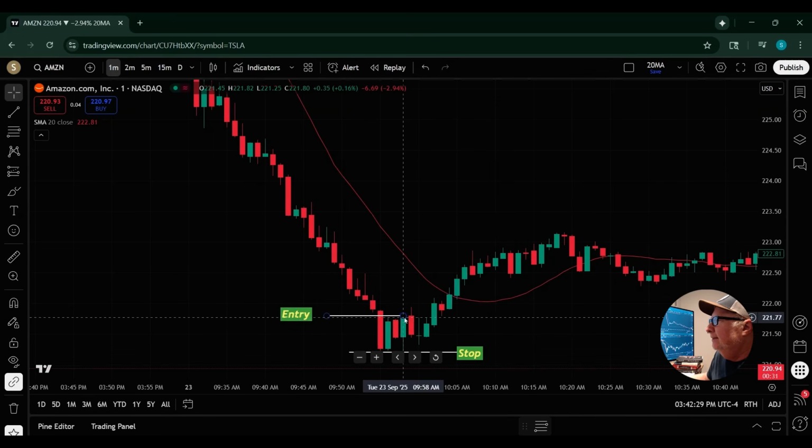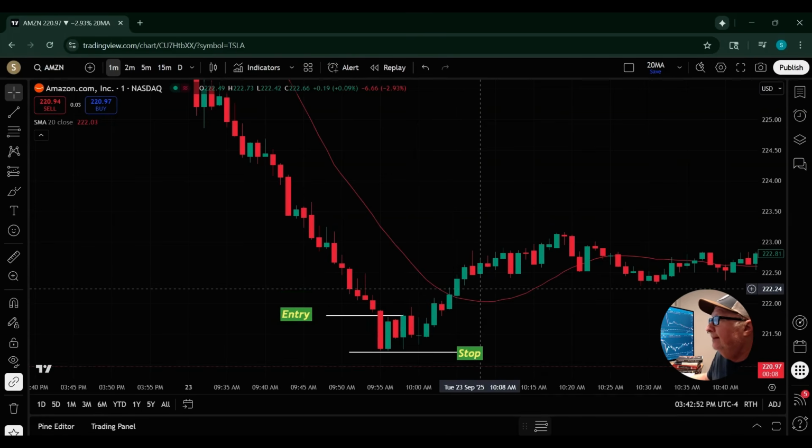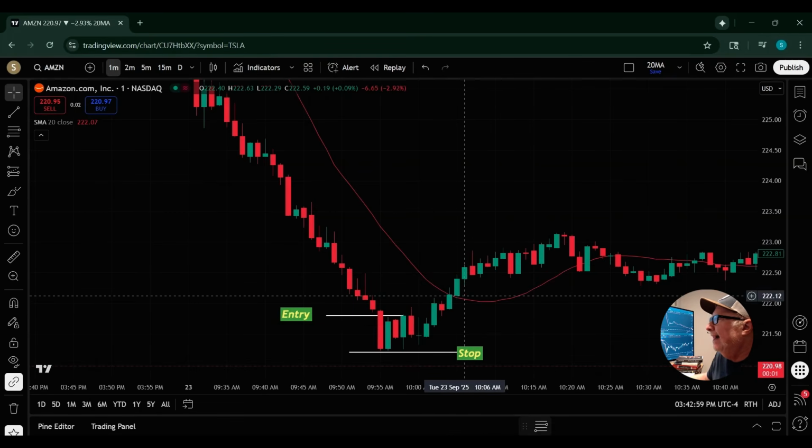So I'm entering as the green closes above the red, right at the green top, this candle. That's my stop. As you can see in this trade, it is not hit. It doesn't stop out. Again, I'm on the 1-minute. As the stock, again, this is Amazon, as Amazon starts moving higher, I switch to a 5-minute chart.